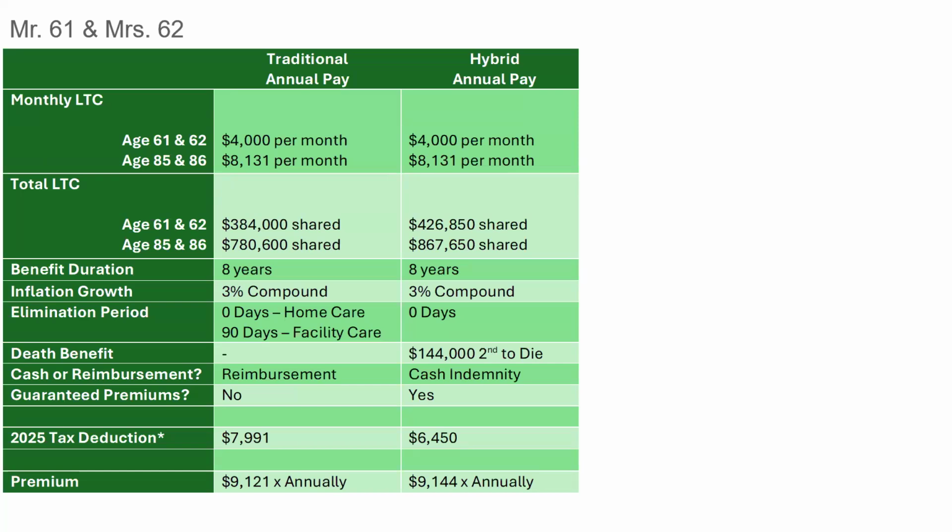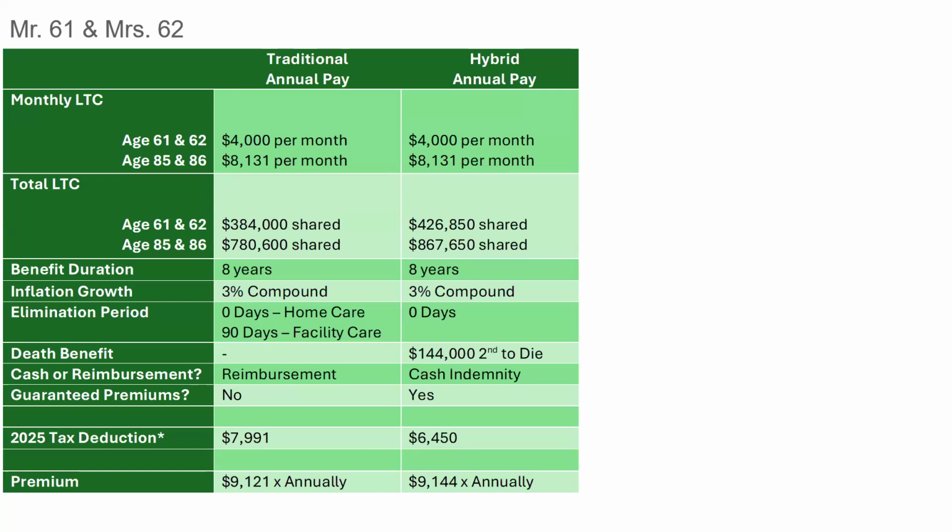The next big difference between these two plans is that the hybrid plan is guaranteed. The premiums cannot be changed, cannot be altered. They're locked in for the life of the policy, and you've got some reassurance there. The tax deduction, for a couple of different reasons that I won't get into, is a little bit less on this annual hybrid plan, but you'll note that the premium between the hybrid plan and the traditional is almost identical, right? And for me, this would be a no-brainer situation, right?